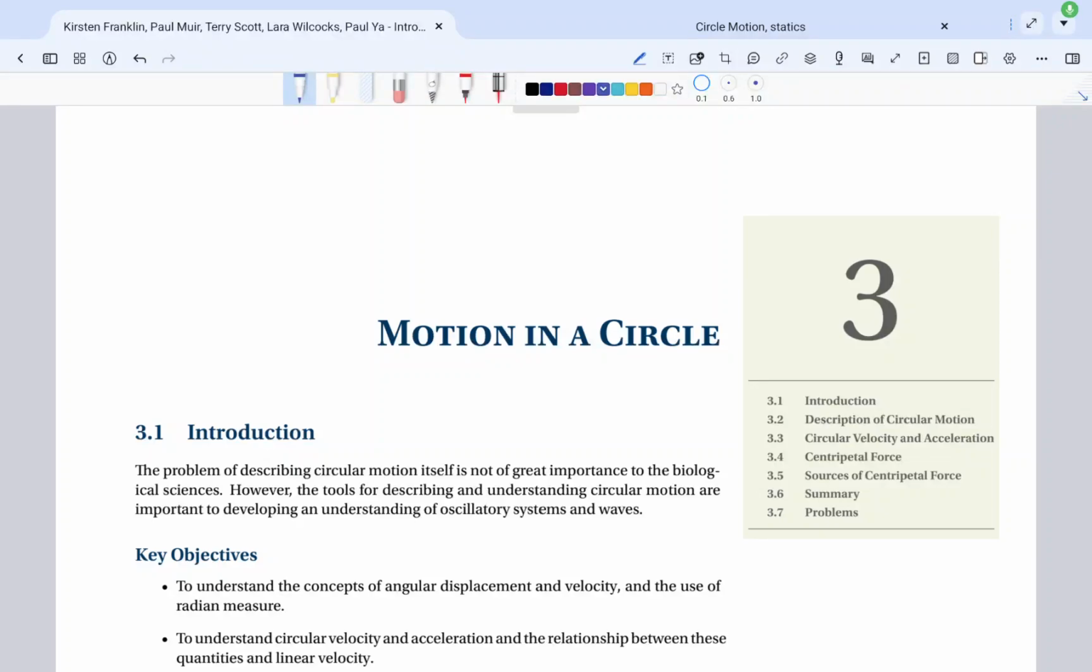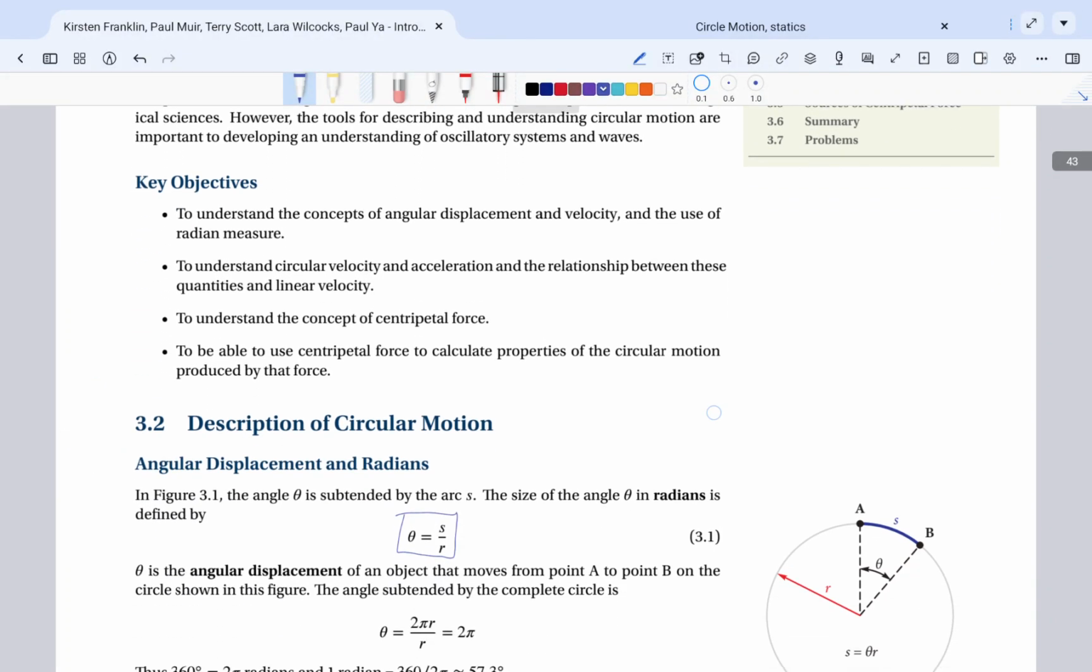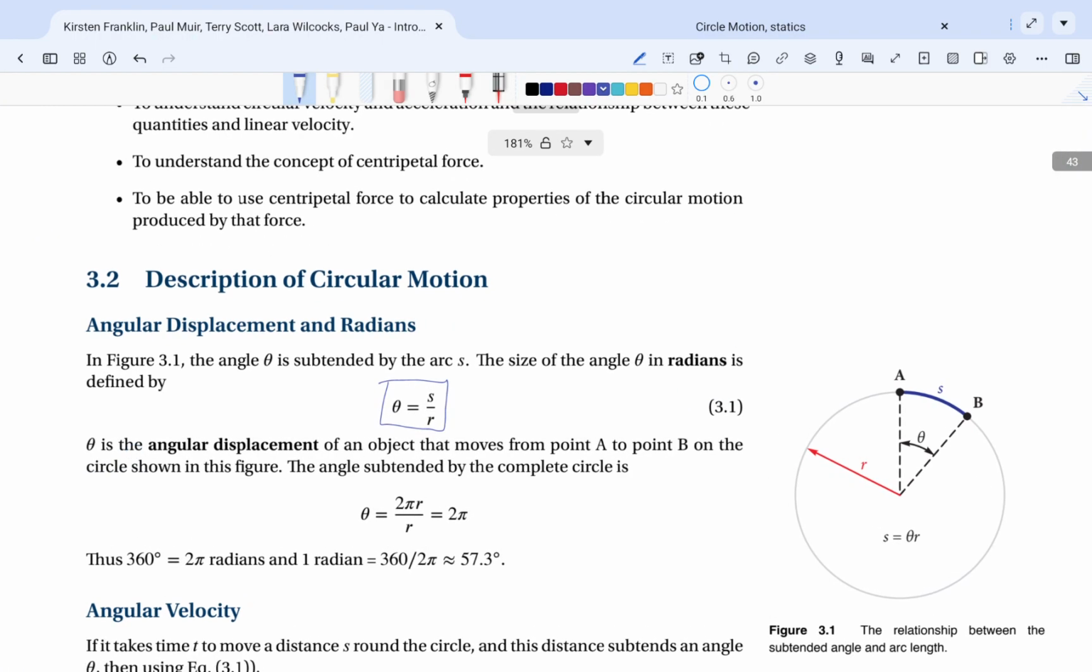Alright, Bismillah, quick lesson on motion in a circle and statics. So straight into it, we have motion in a circle.